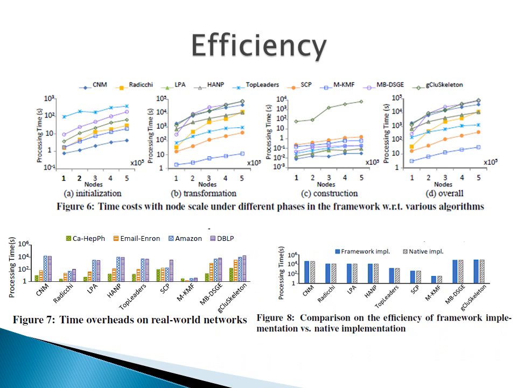The first metric that is reviewed to evaluate the benchmark is efficiency. In Figure 6, you can see the time costs with node scale under different phases in the framework. In Figure 7, you can see the time overheads on real-world networks. And comparatively, in Figure 8, you can see the comparison on the efficiency of framework implementation versus native implementation. That was one of the main ones they decided to focus on for evaluating efficiency.